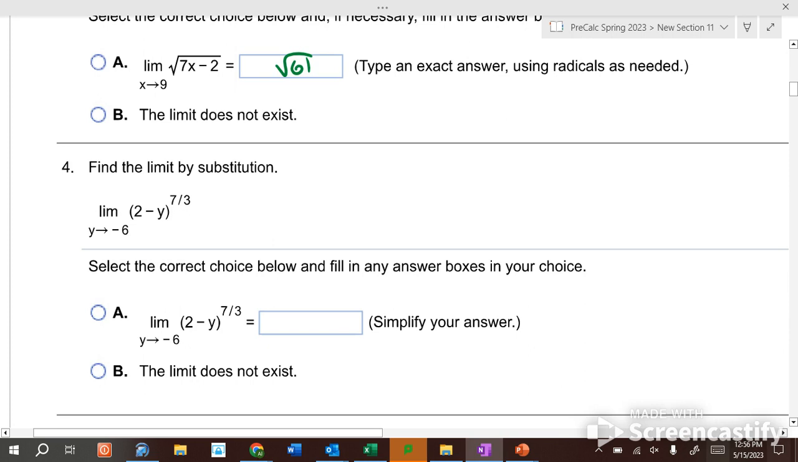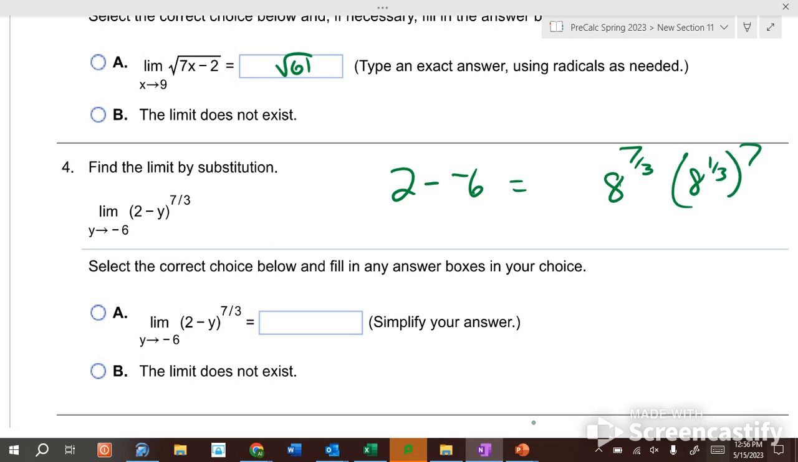All right. What's 2 minus a -6? 8. So we have 8 to the 7/3 power. How should we go about this? Well, you guys will just punch it into your calculator. But it would be 8 to the 1/3 to the 7th. 8 to the 1/3 is 2. 2 to the 7th is 128. Right?